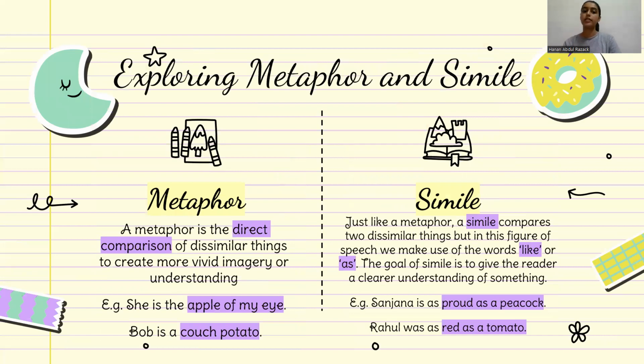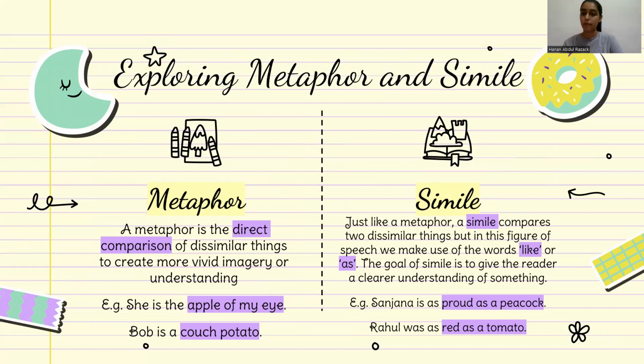Exploring metaphor and simile. Metaphor. A metaphor is the direct comparison of dissimilar things to create more vivid imagery or understanding. Example, she's the apple of my eye. Bob is a couch potato.